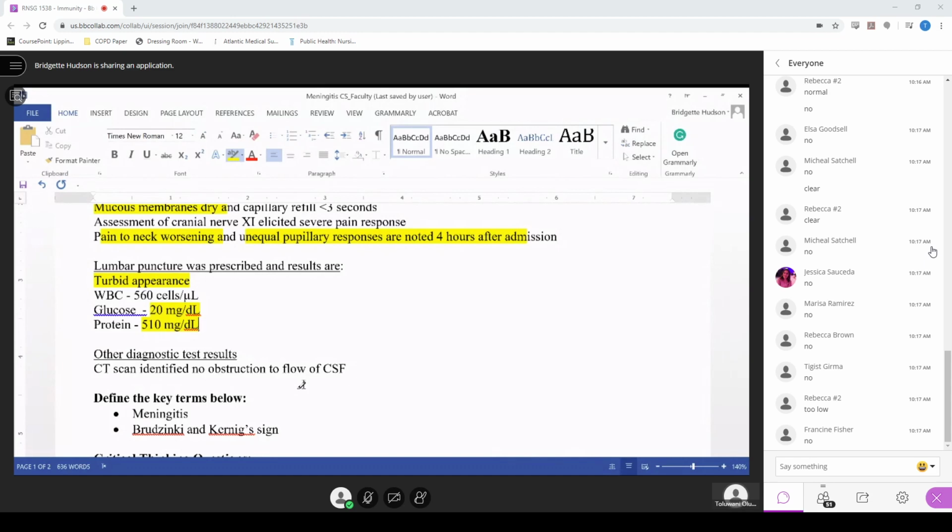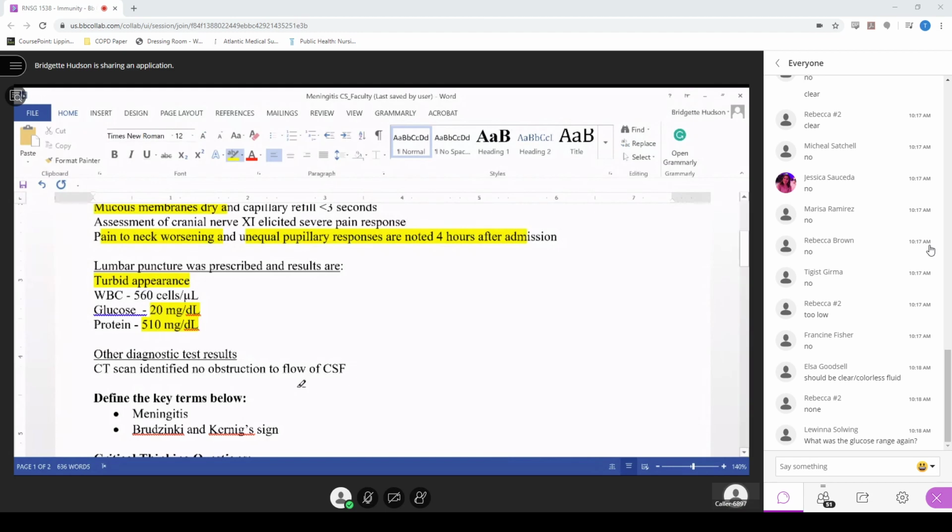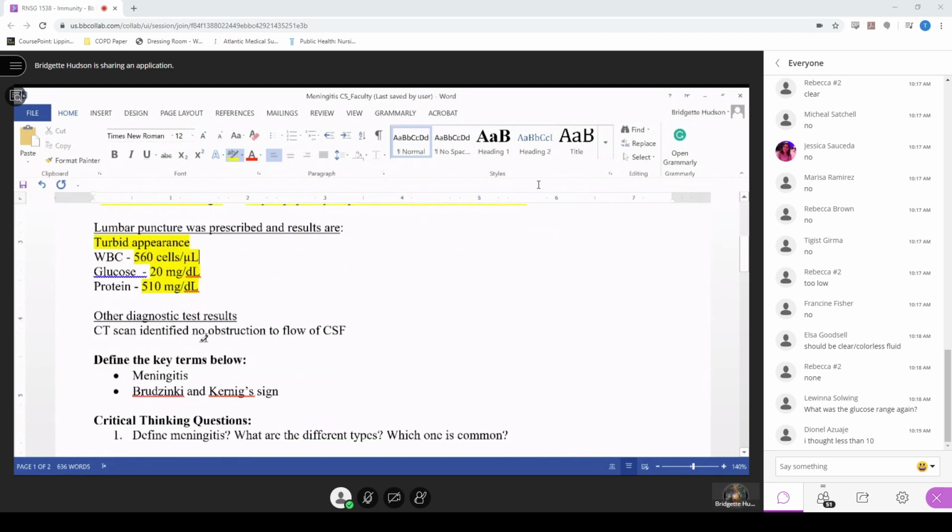So the glucose should be 45 to 80. So it should be higher. Yes. Okay. No, I'm agreeing with you. Go ahead. And the protein should be 18 to 45. Okay. What about the white cells? 0 to 5. So the WBC should be less than 5. Yes. Okay. All right, but it looks like we have 560 of those in there. Okay. All right. So meningitis.